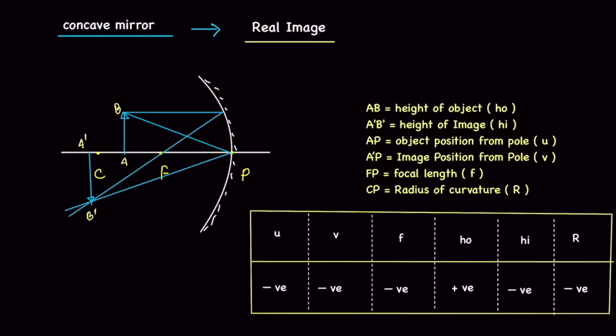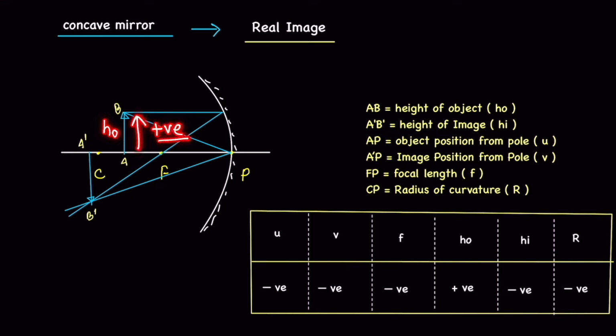If we use the rule of sign convention, you see that U is present on the left side, so it must be negative. That's why here U is negative. V is present on the left side, so it is negative. Focal length is present on the left side, again it is negative. Height of object is in the upward direction, so it must be positive.